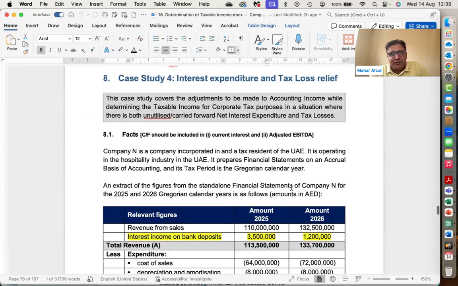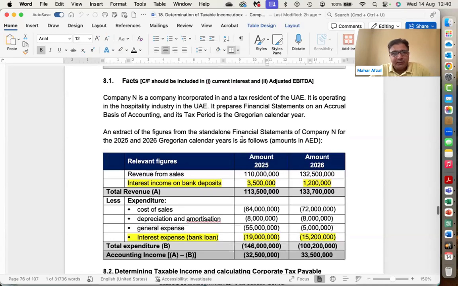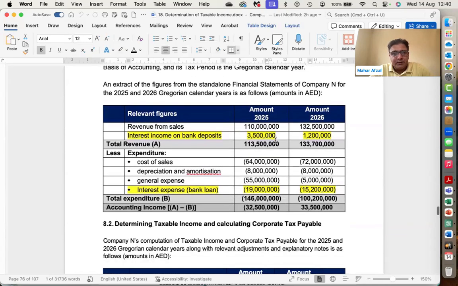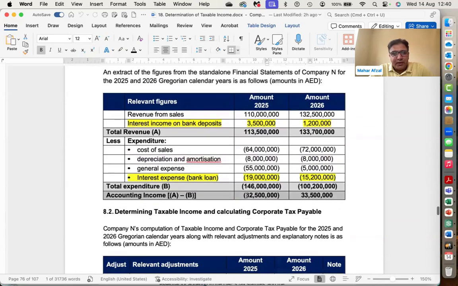Interest expenditure and tax loss relief. Now they have given the interest expenditure and tax loss relief as well, both of the things in this example. N is a company incorporated in and tax resident in the UAE. Hospitality industry. Accrual basis financial statement. They are asking to calculate the taxable income. So again, I need to take this accounting income. This is a loss, by the way, accounting loss, 32500.